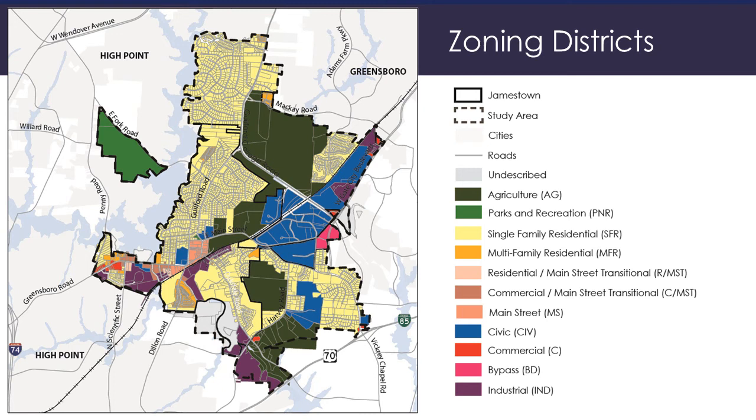Jamestown's zoning map and associated land use ordinances regulate the use and development of land within the town and its ETJ. In general, most land in town is zoned according to its current use, with the exception of larger residential tracts, which are generally zoned with the agricultural district.